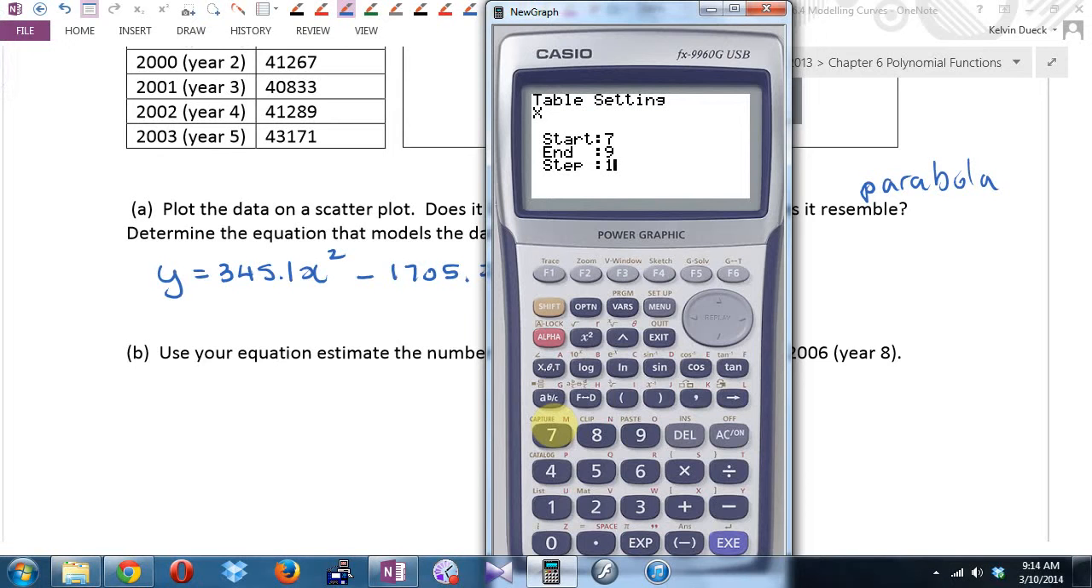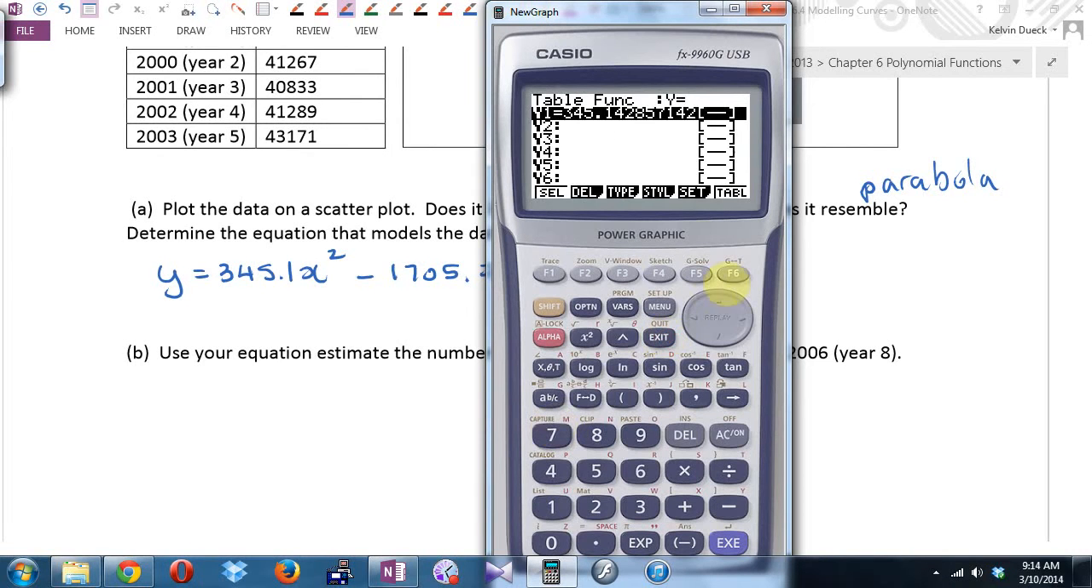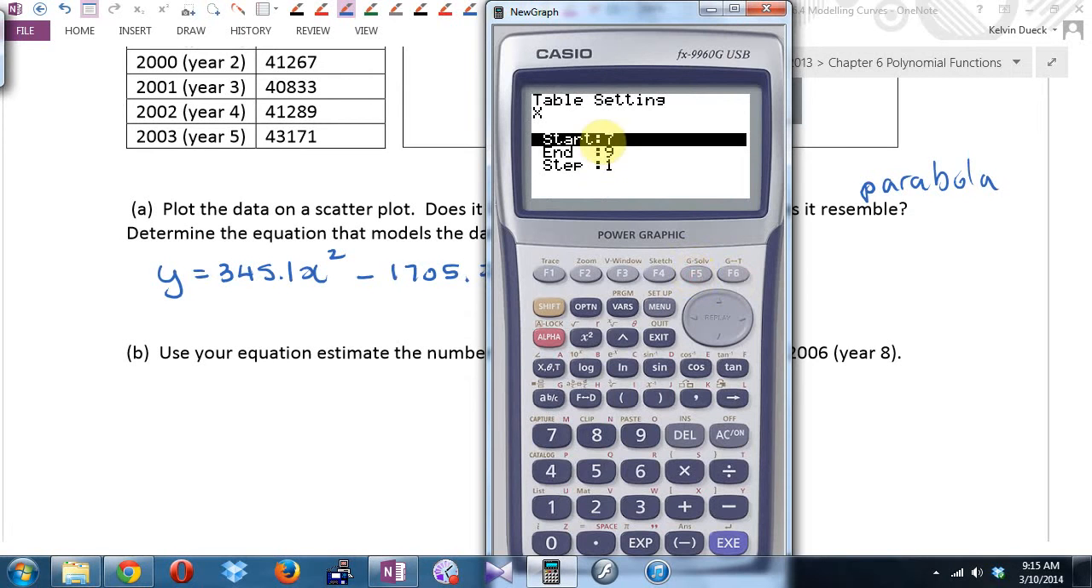Yes? Exit table. Oh, I forgot to deselect. There we go. Yep. Menu. Find table. Okay. It's menu 5, I think. Yes? And then set the table. No pun intended, but that's how I always remember it. Before I use a table, I got to set the table. We're trying to find year 8. So I said, how about go from year 7 to 9 up by 1s? Right?